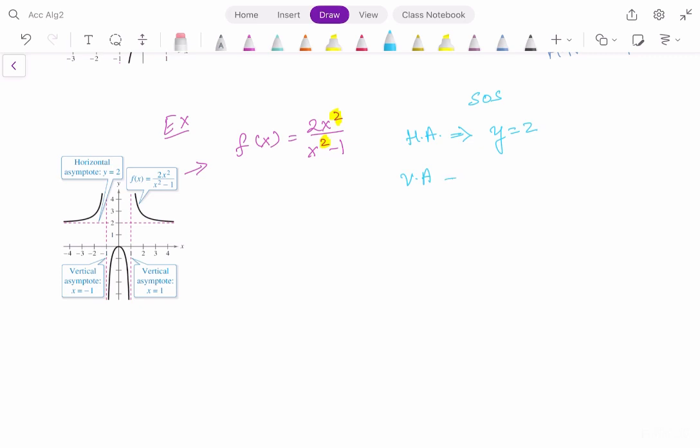Now for the vertical asymptote, if you put the denominator equal to 0, you get x squared minus 1 is equal to 0. And that will give you x is equal to positive and negative 1. That is why you can see two vertical asymptotes at x is equal to negative 1 and x is equal to 1.